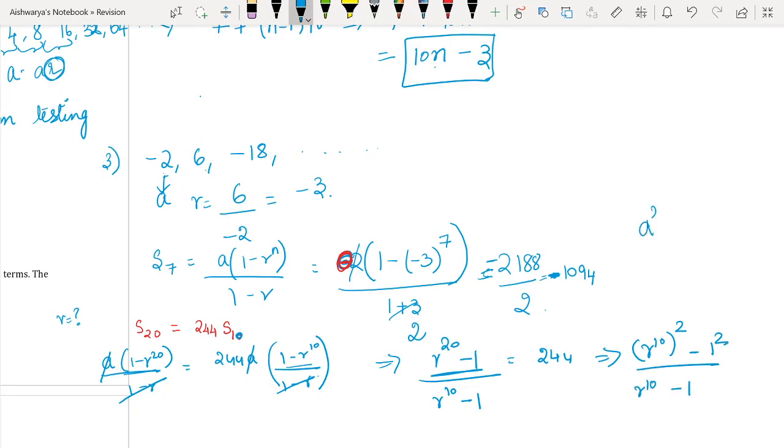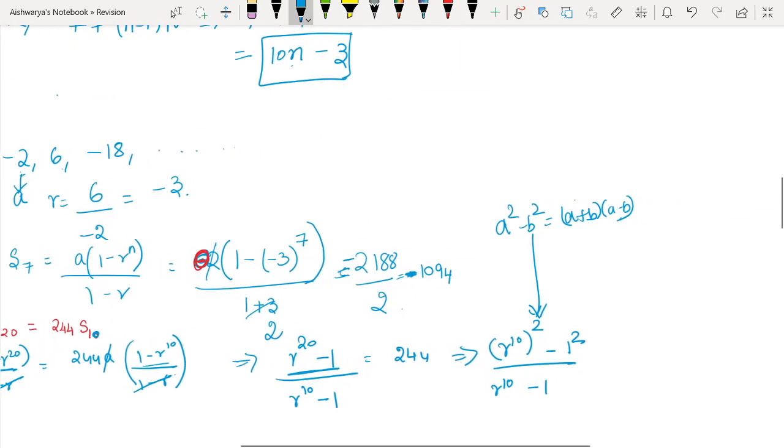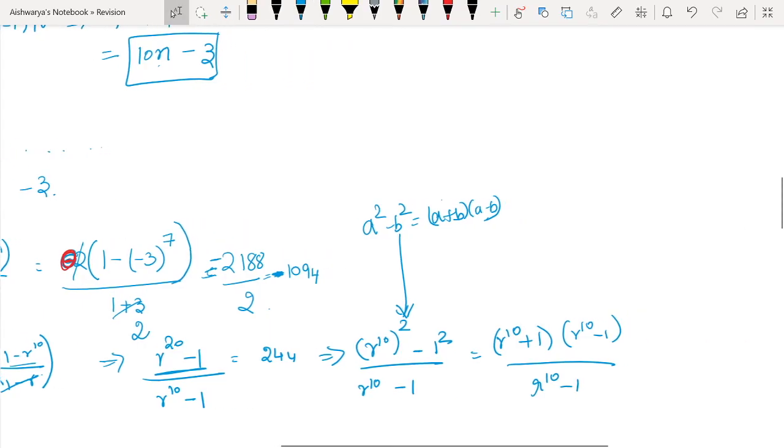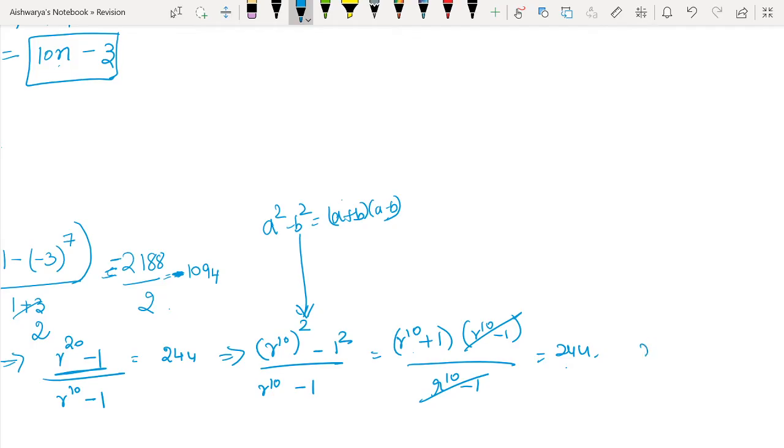We have learned the formula for A square minus B square, A plus B into A minus B. We can use that formula here. When we use that formula, we will get R power 10 plus 1 into R power 10 minus 1 divided by R power 10 minus 1 is equal to 244. So this and this will get cancelled. What you get is R power 10 is equal to 244 minus 1, which is 243.